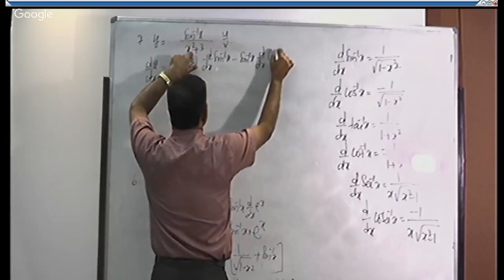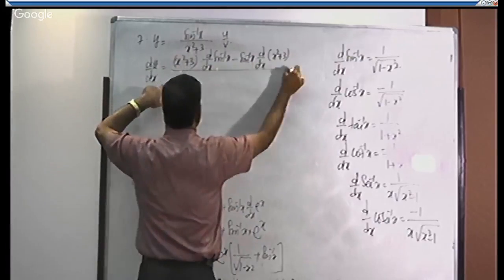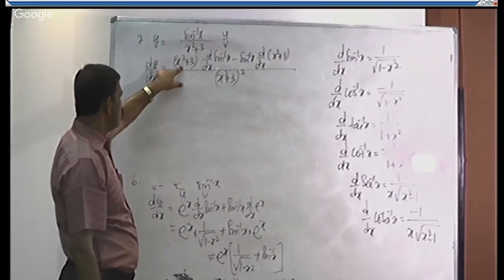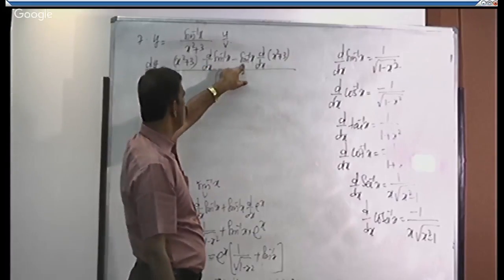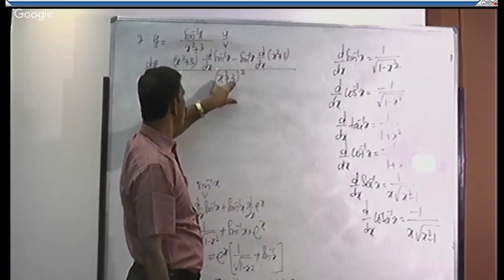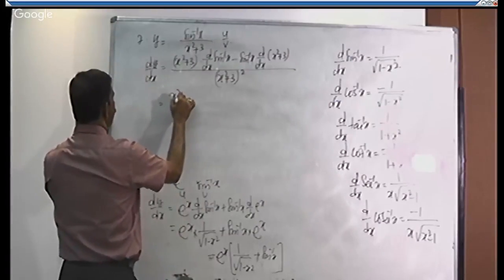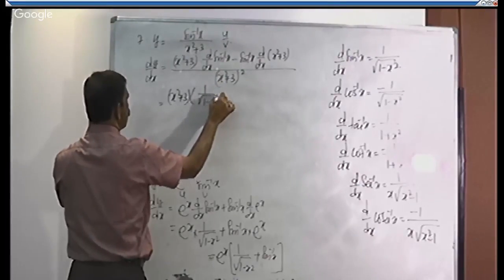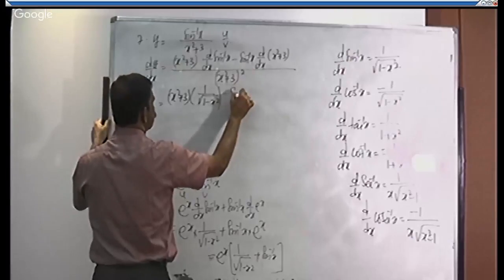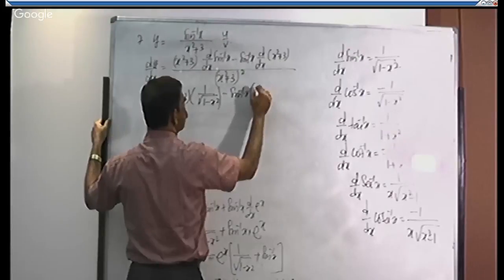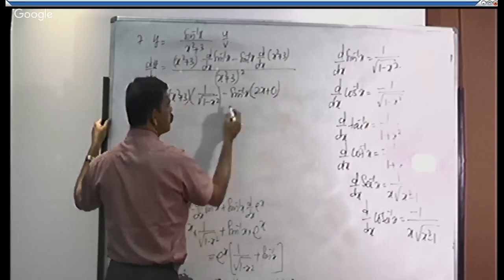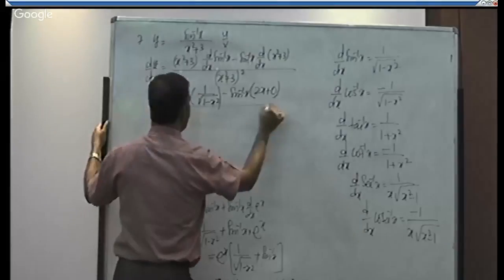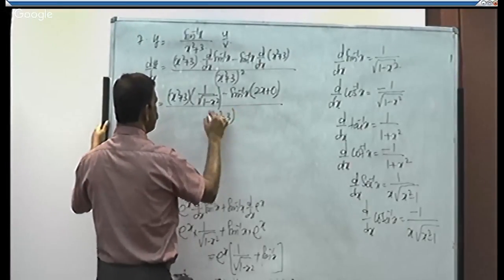What is v? It is x² + 3, all divided by (x² + 3) whole square, that is v square. So it is v into d/dx of u minus u into d/dx of v, divided by v square. So x² + 3 times the differentiation of sin⁻¹x, which is 1 by root of 1 minus x square, minus sin⁻¹x as it is, times the differentiation of x² + 3, which is 2x plus 0, since 3 is constant whose derivative is 0, all divided by (x² + 3) whole square.